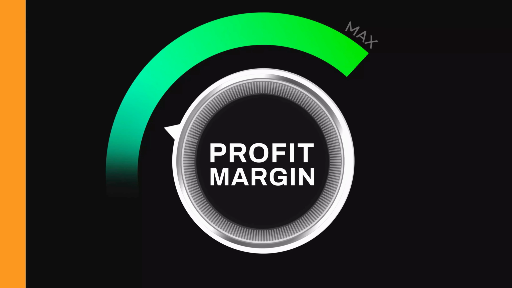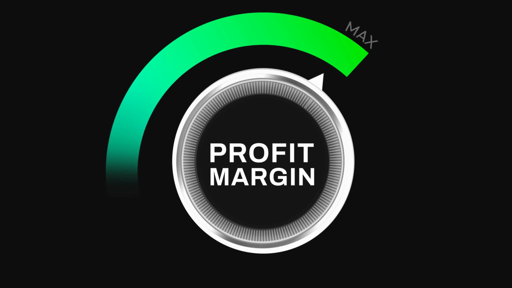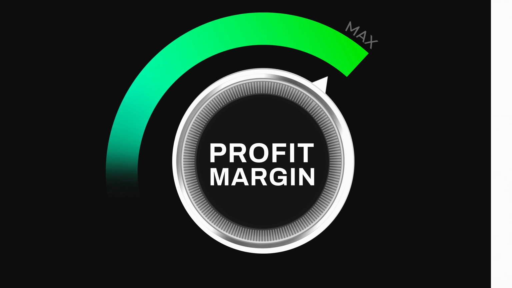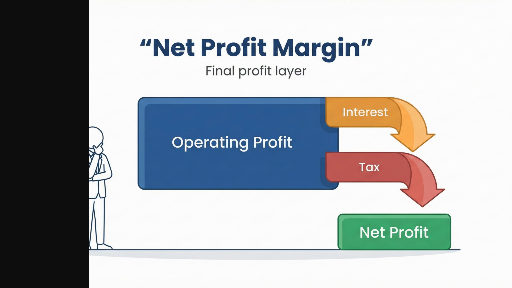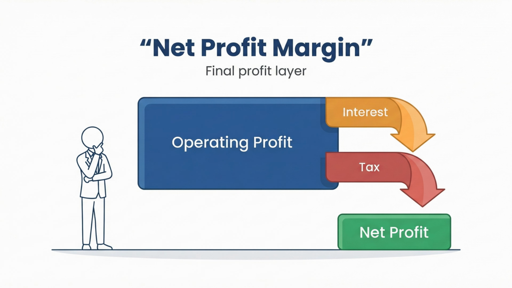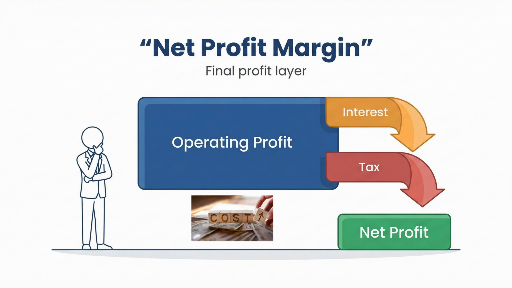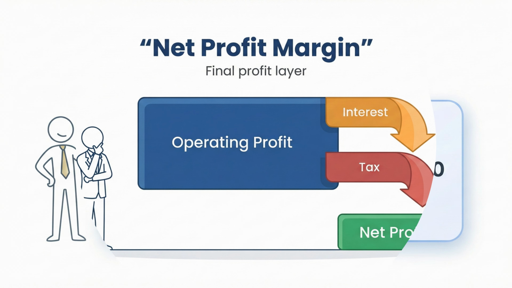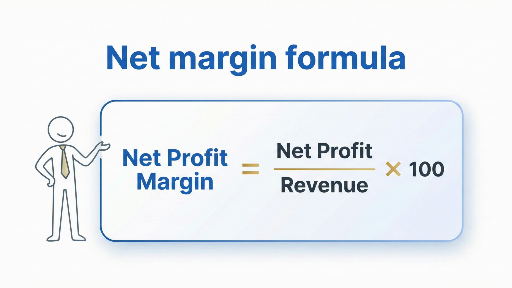Net profit margin. Now we reach the final number everyone talks about, net profit. After operating profit, the company still pays interest on loans, taxes, and one-time or exceptional costs. What remains is the net profit. The formula for net profit margin is net profit, divide by revenue, multiply by 100.